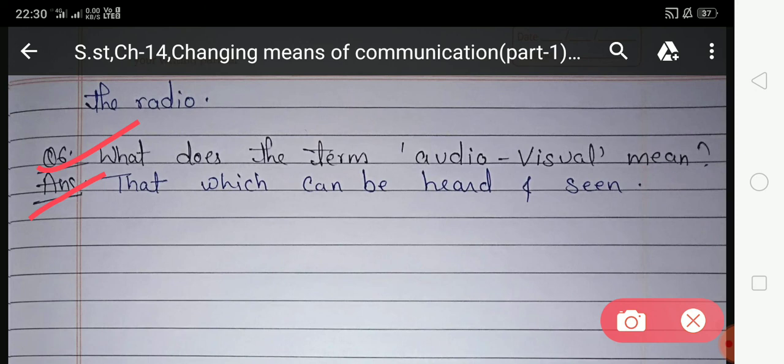So students, I hope you all have understood the exercises and you have to do this exercise in your CW copy. This is your today's homework.